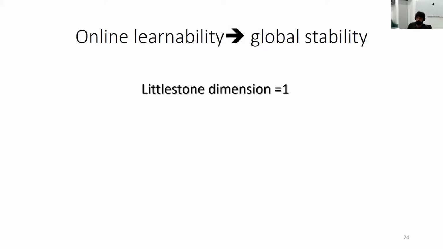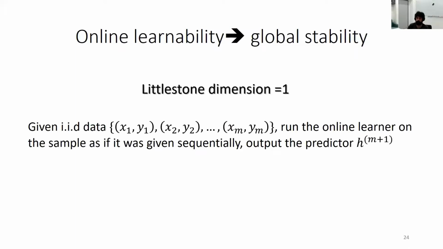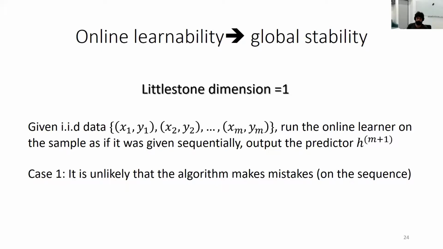So for Littlestone dimension 1, I'm going to consider an algorithm that runs over the whole sample as a sequence online and then outputs the predictor of the next point. What I claim is that this algorithm, maybe we'll need to alter it a little bit, but basically it is already globally stable. And to see that, we're going to consider two cases that depend on the distribution of the data.